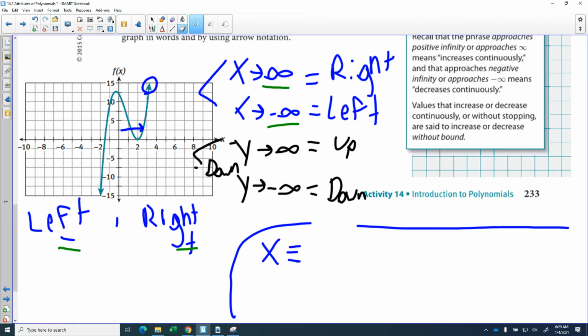A little choppy here. Let me clean this up. X arrow positive infinity. That's telling me I'm looking at the right-hand side of this graph. Now, your y coordinate, it's where it becomes really important. Your y coordinate tells you what the line is actually doing.